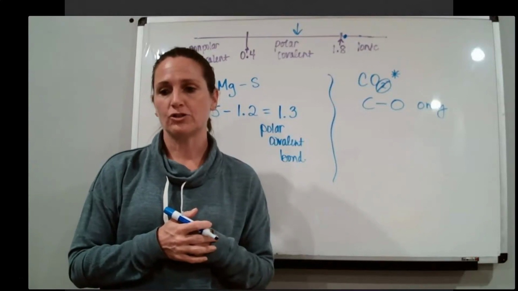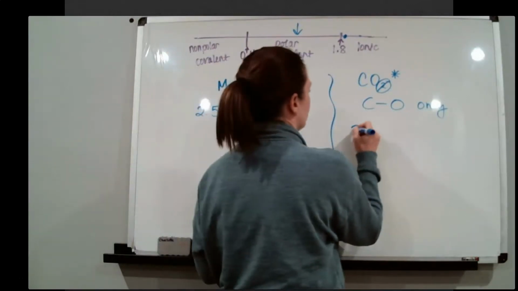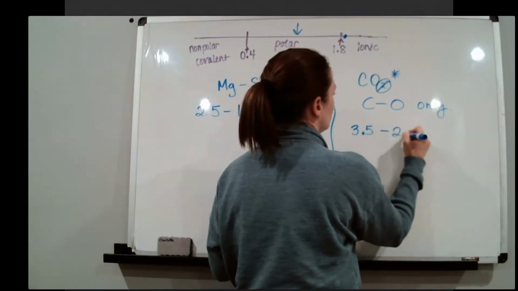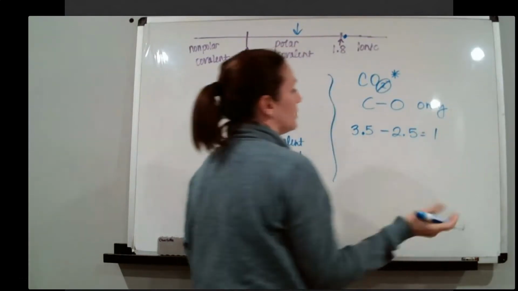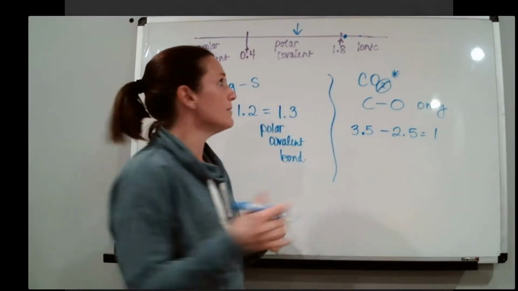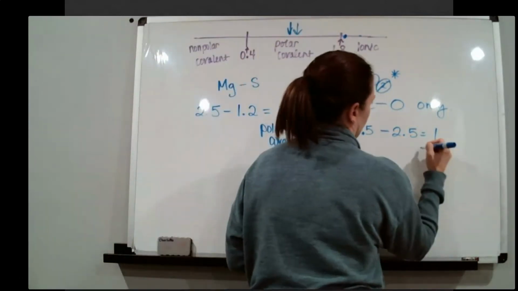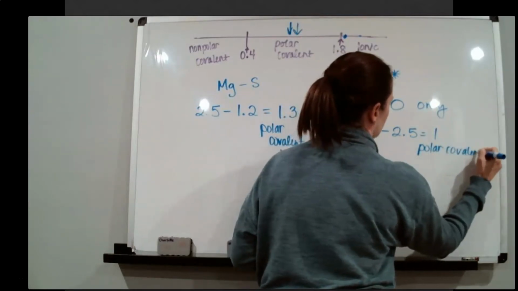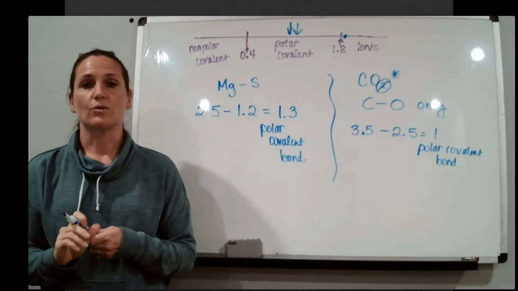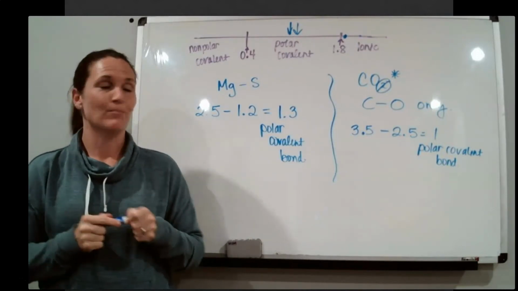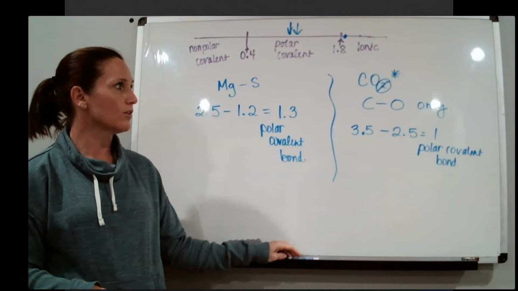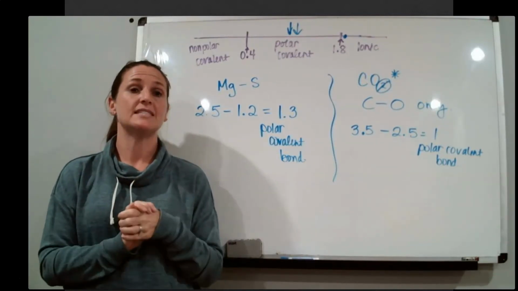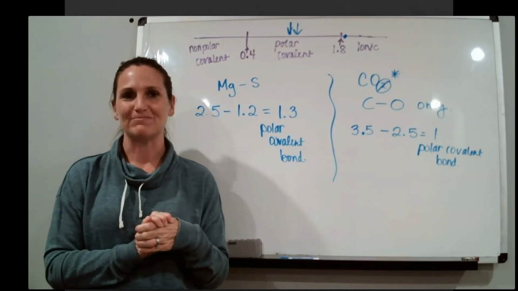Oxygen is our more electronegative atom here with a value of 3.5. And carbon has a value of 2.5, and so we get a value of 1 when we subtract them. And once again, that puts us in the polar covalent bond. So there we have our extra examples for how we might solve different types of bonds based on the difference in their electronegativity. Great job, guys.